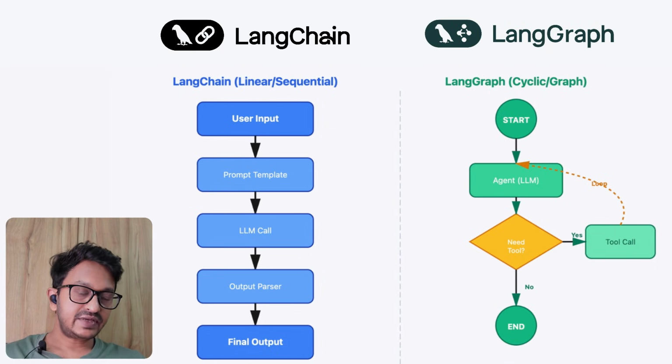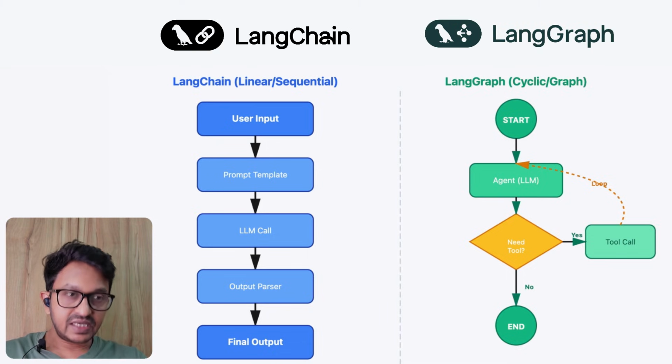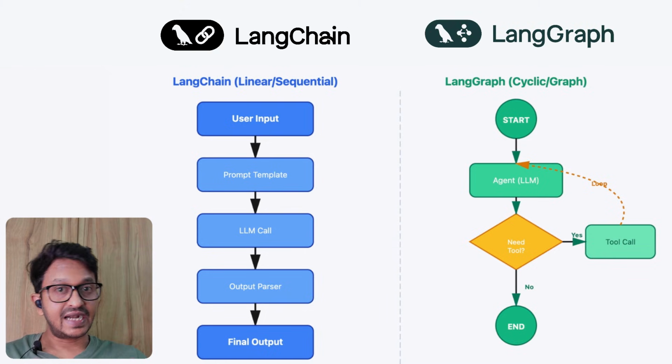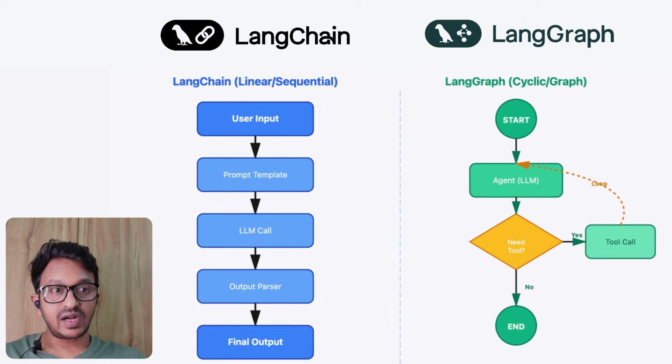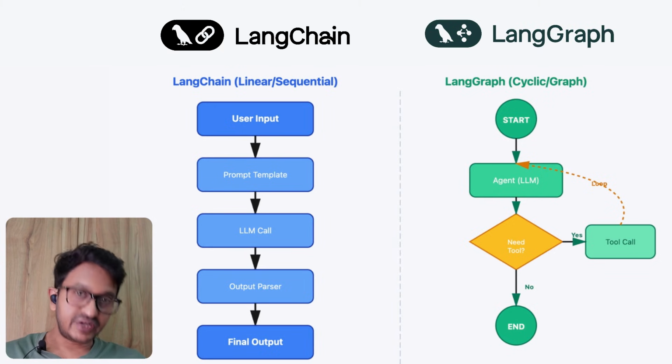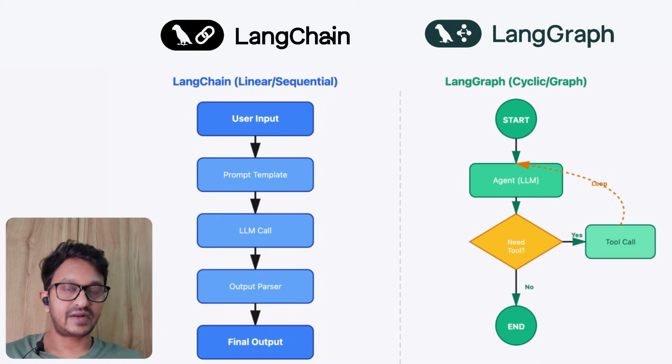Whereas LangGraph is like, start with A, decide if you need B. If yes, do B and loop back to A again and see if what we are doing is right. Keep going until condition C is met, then finish. So that's how the looping is possible in LangGraph, right? The reasoning and the looping are much more sophisticated in LangGraph.